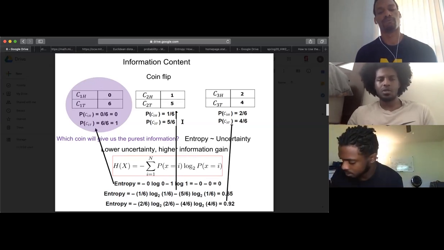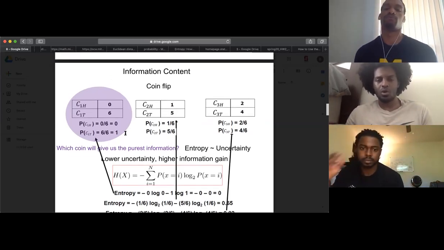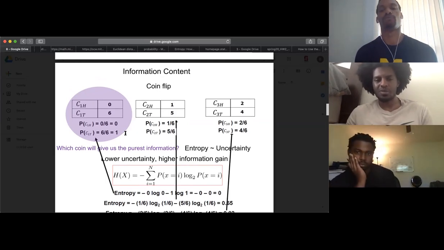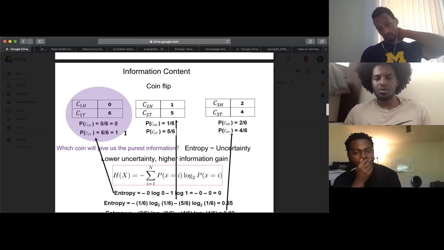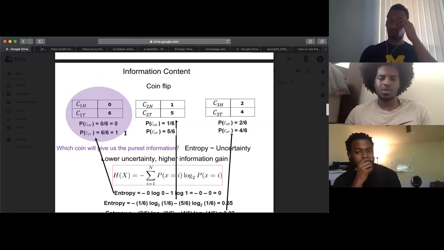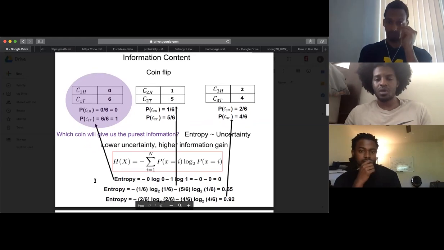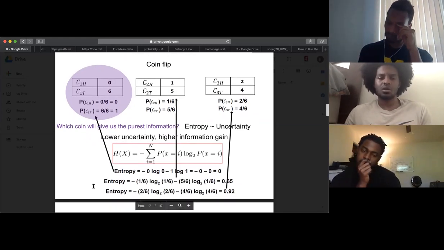If you see a coin flip here, imagine you flipped a coin 6 times, and all 6 of them were tails. Here you have a probability of 1 that you got tails, and a probability of 0 that you had heads. If you remember, the negative sum of p log p is the entropy. So this would give you an entropy of 0, and as a result, you would have the highest information gain, because the information gain is inversely proportional.